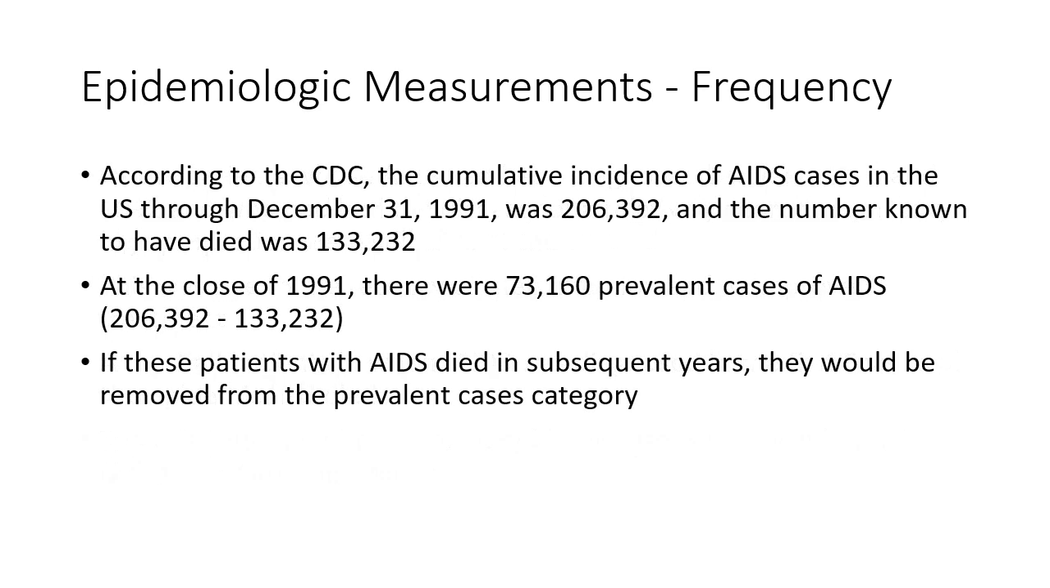So, as we mentioned, when the definition changed, actually looking at the numbers here, you can see that at the close of 91, the prevalence of AIDS in those patients was 73,000, basically taking the number of people who had the incident cases minus the people who had actually died during that study period, the leftovers, all the people who were left still alive. And again, had that study been carried on for longer, as more and more of those people died, they would also be taken out of those prevalent cases at that point.